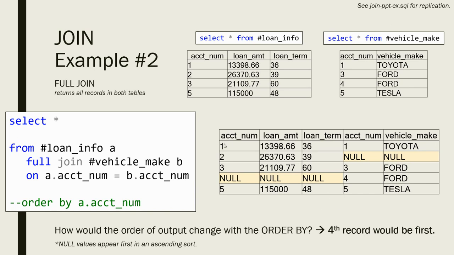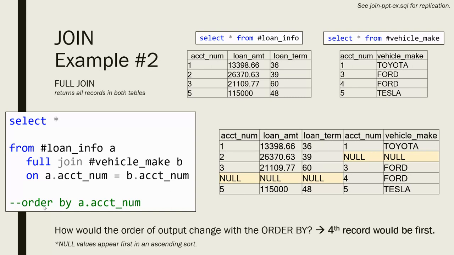Note that the query processed the account numbers in order. So 1, 2, 3, then it went over here to 4 and 5. So it was processed in that order. And the replication script will actually show this.